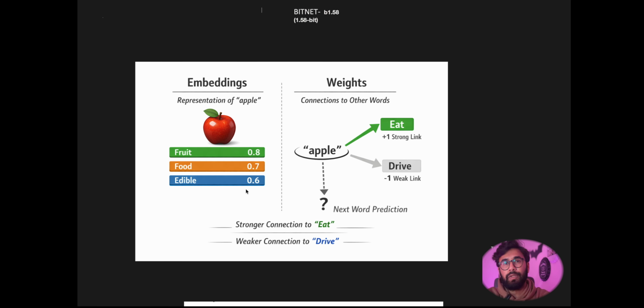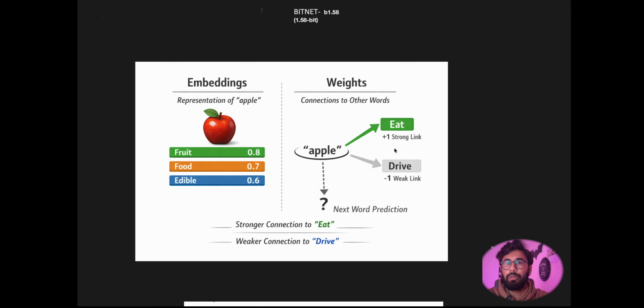Let's go through an example. Consider this apple. The model turns it into numbers that mean fruit, food, or edible. So the model sees it as closer to meanings like fruit and food, not just any other random things. Weights then decide how apple relates to other words, like linking it more strongly to eat rather than to drive. So it helps the model predict the next word correctly. That is the role of the weights inside the model.